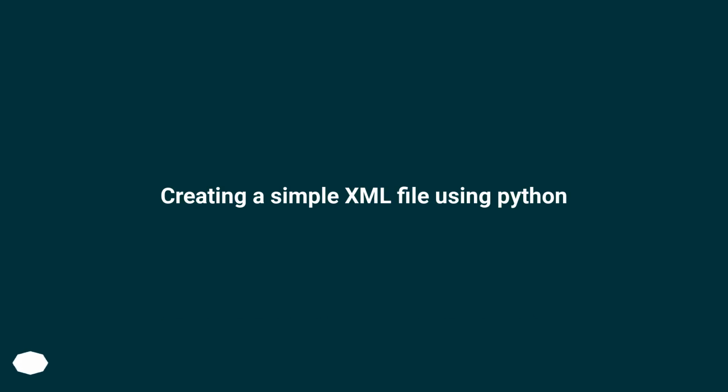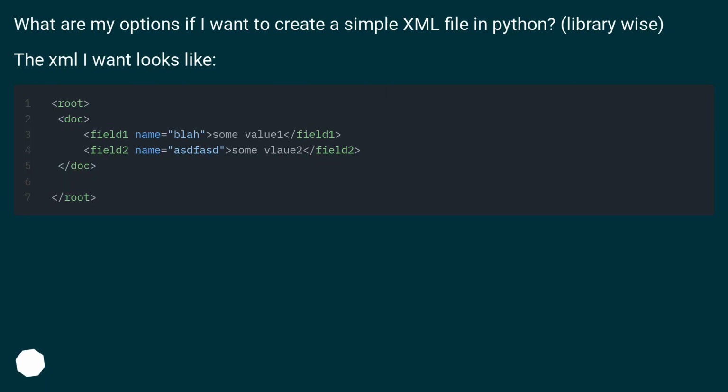Creating a simple XML file using Python. What are my options if I want to create a simple XML file in Python? Library-wise, the XML I want looks like.